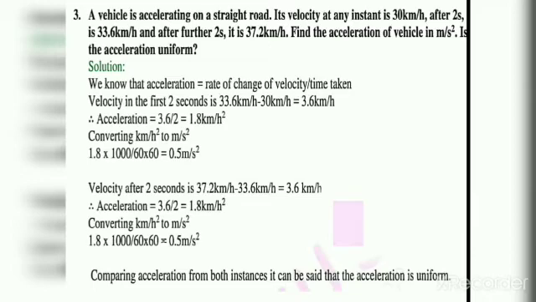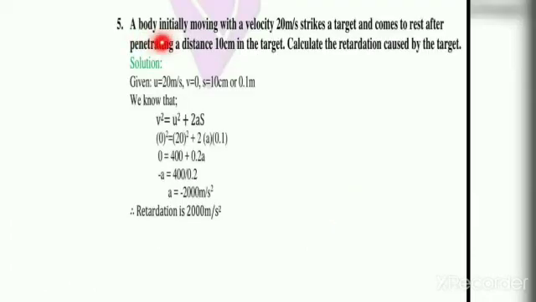Okay, did you understand this? So let's move on to the next one. A body initially moving with a velocity of 20 meter per second strikes a target and comes to rest after penetrating a distance of 10 centimeter in the target. Calculate the retardation caused by the target.